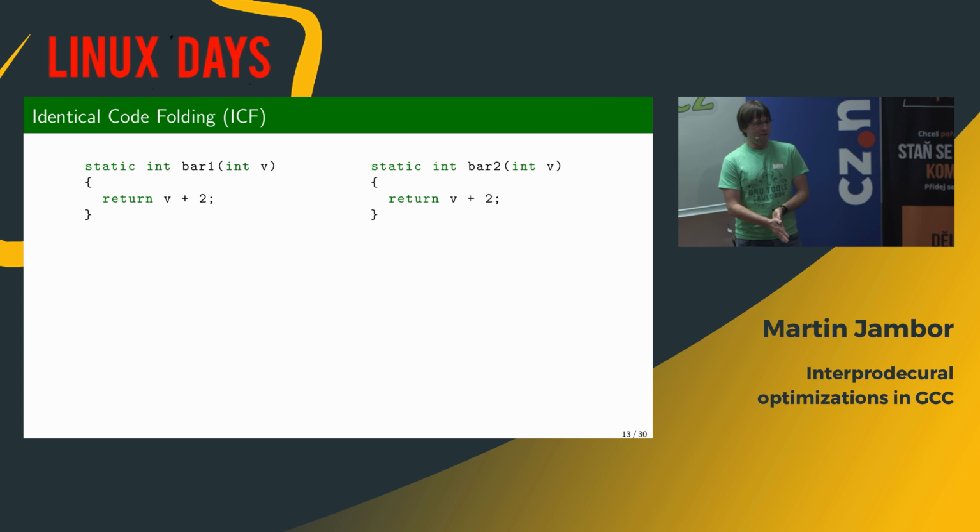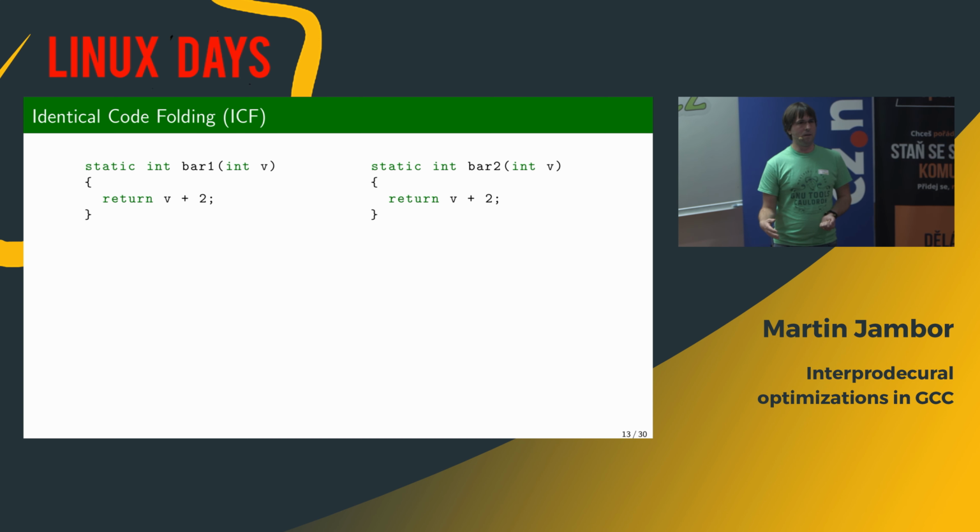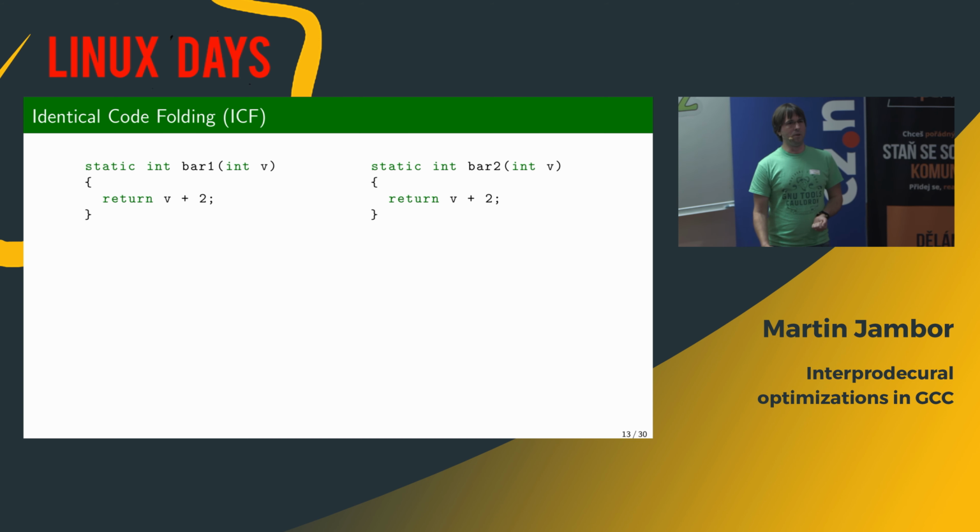One of the more magical inter-procedural optimizations is identical code folding, which basically means that GCC looks for functions that do the same thing. We say that they have the same semantics, that they are semantically identical, and we fold them, which basically means we turn them into one. So when we have two functions that do the same thing, like in this example, bar1 and bar2, GCC can discover that and just say, well, I can only leave one function in place and replace the other with just an alias of the first one.